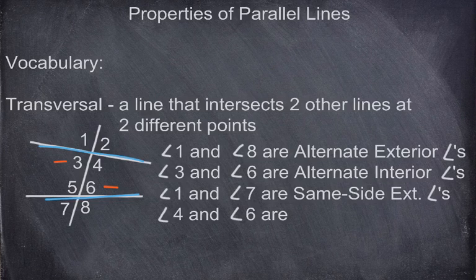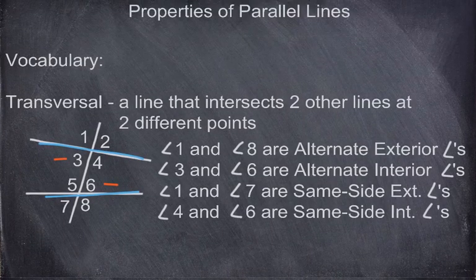Now here we have 4 and 6. Notice they're also same side, but this time they're on the interior, in between the two lines. So obviously, we're going to call these same side interior angles. Again, same side of the transversal, and in between the two lines, so therefore they're same side interior angles.